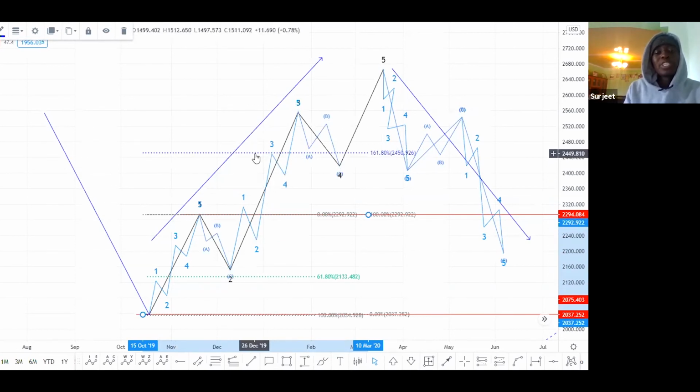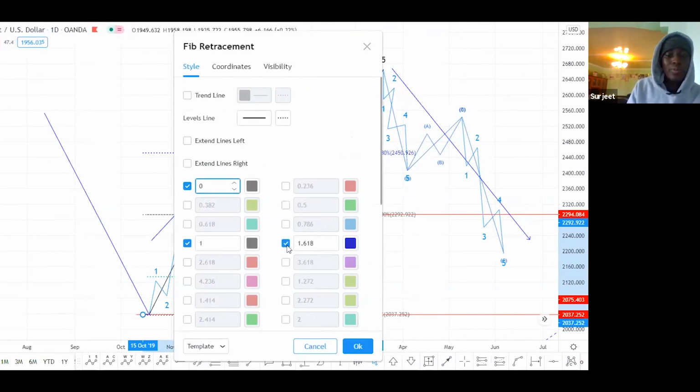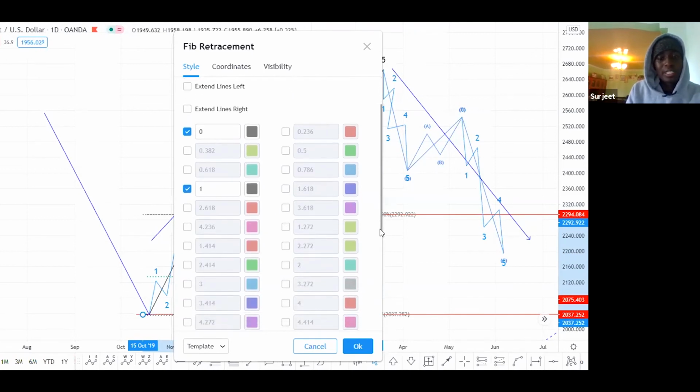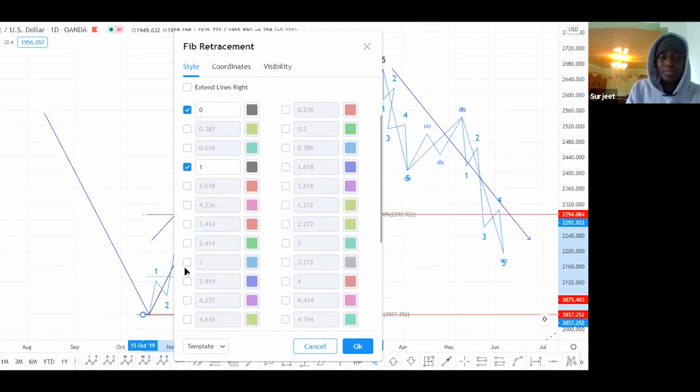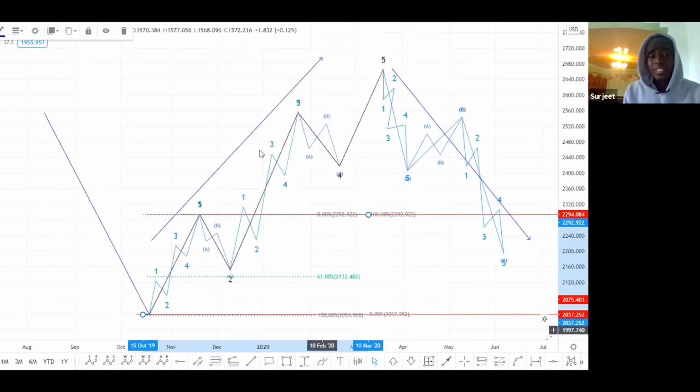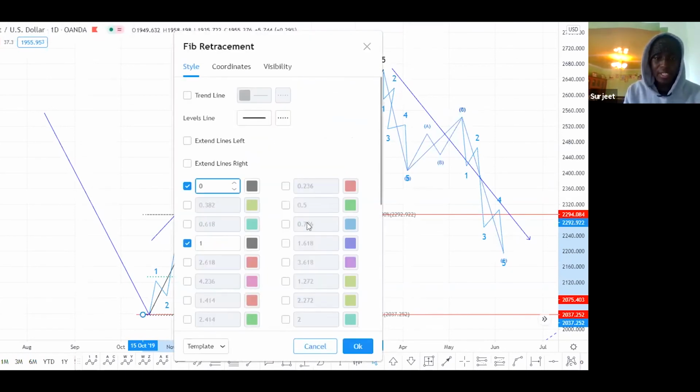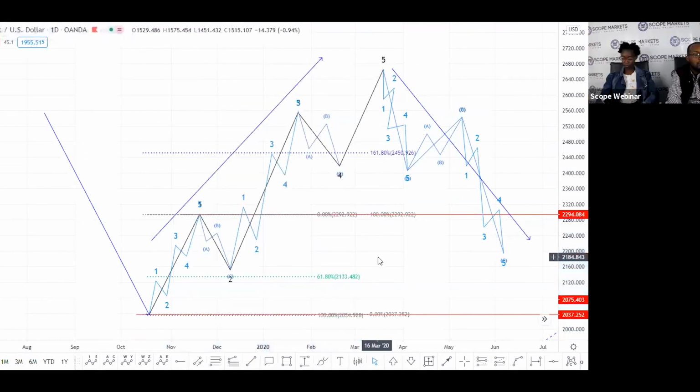So wave 3 in most cases extends. It can go beyond 161.8. So if it does, the next target would be at these other levels that are beyond 161.8. But in most cases, it won't go beyond this. But the first target you set is 161.8 for wave 3. So I hope up to that point, it's clear.